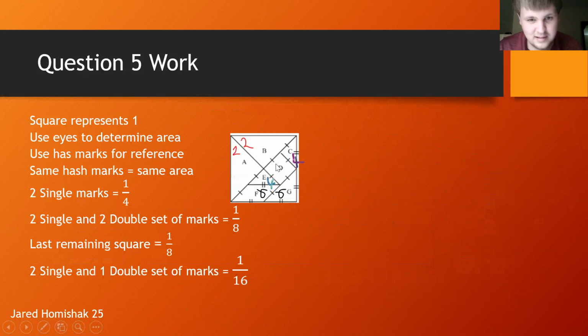And then our last remaining object is D. Since we've covered up 7/8 of the object, this means that box D has to be an eighth of the area in order to fill up 100% of our square.